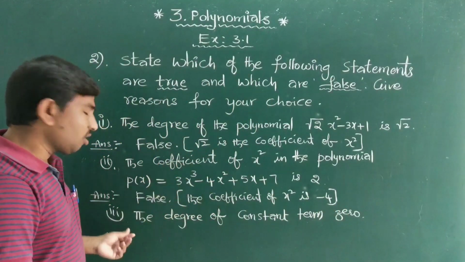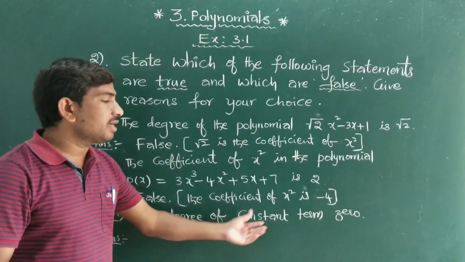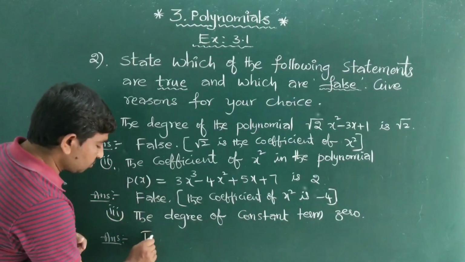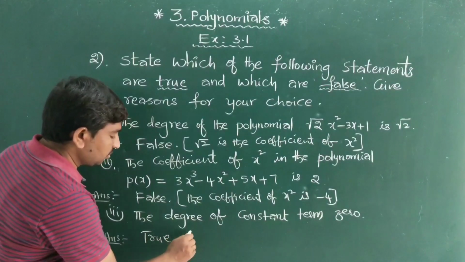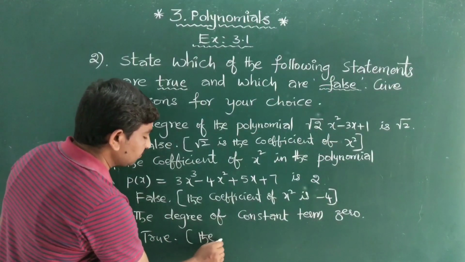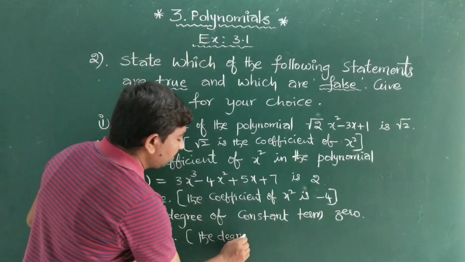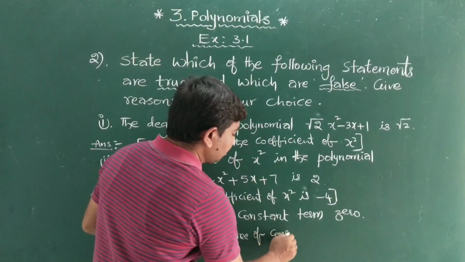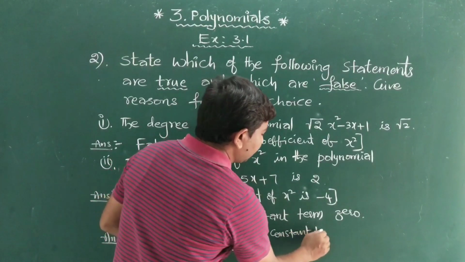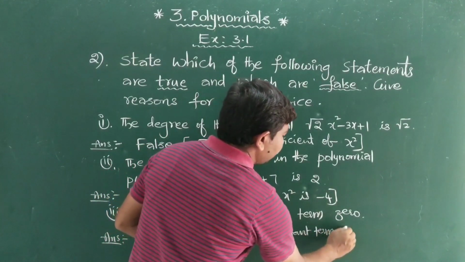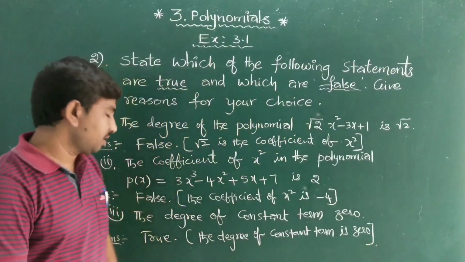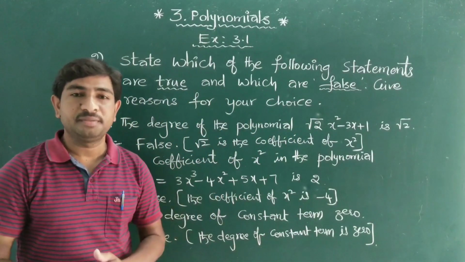Okay, now the third one: the degree of the constant term is 0. Yes, this is true. The degree of a constant term is 0. So these are the reasons for the given three problems.